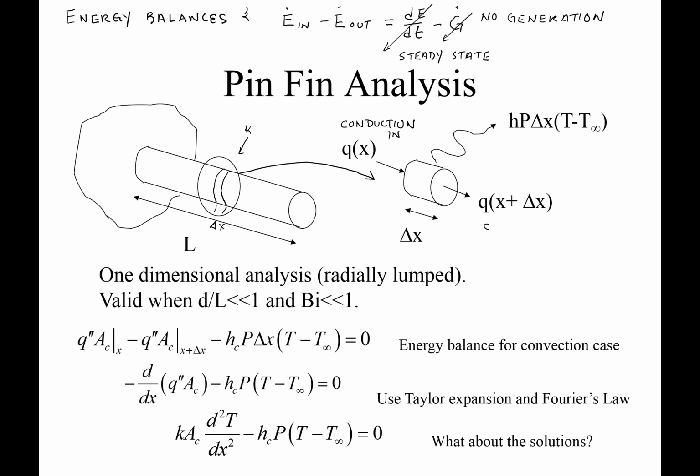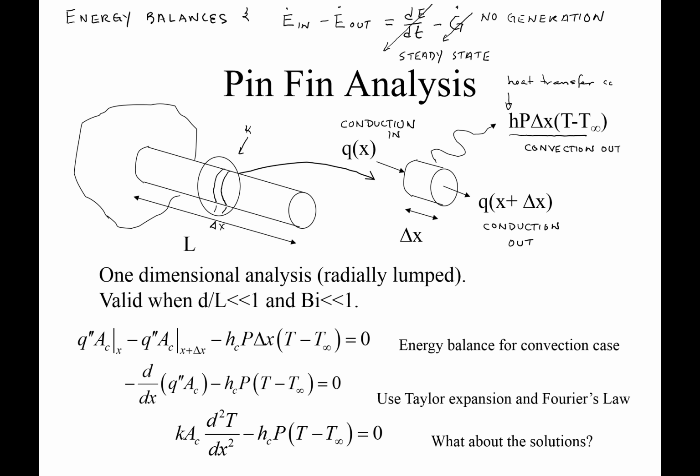There's conduction out at location X plus delta X. And there's convection out, and the convection out has the form of Newton's law of cooling. Now, as we look at this convection out, we clearly recognize the heat transfer coefficient. We've talked about this before.